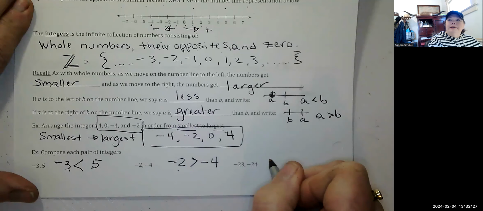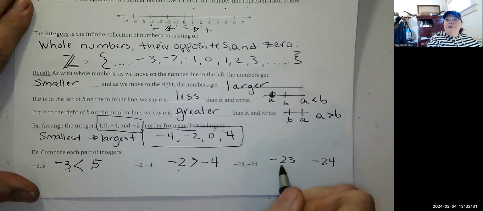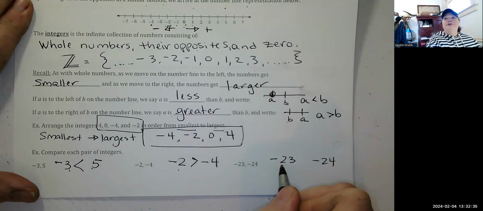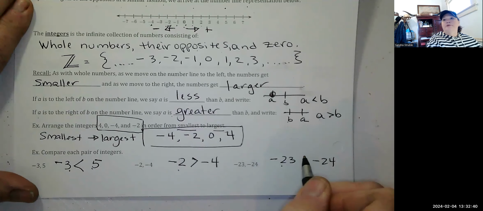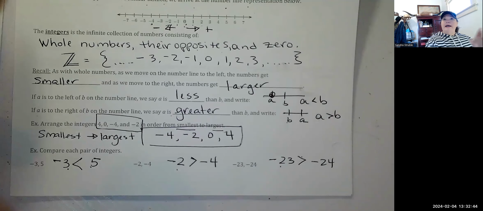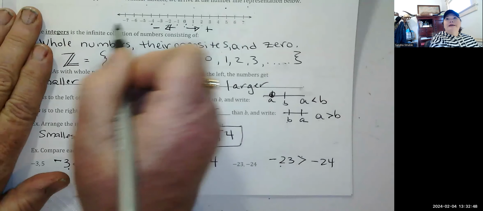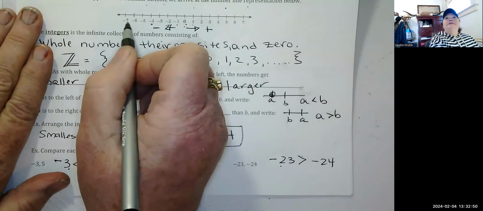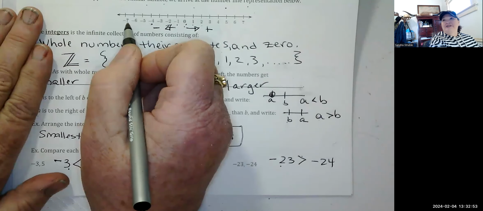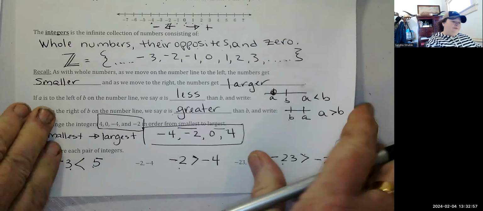And the last one is -23 and -24. -23 is either less than -24 or greater than -24. -23 is going to be greater than -24 because as you're moving to the left among the negative integers, the number inside, without the negative sign, is getting bigger, but the numbers themselves are getting smaller.